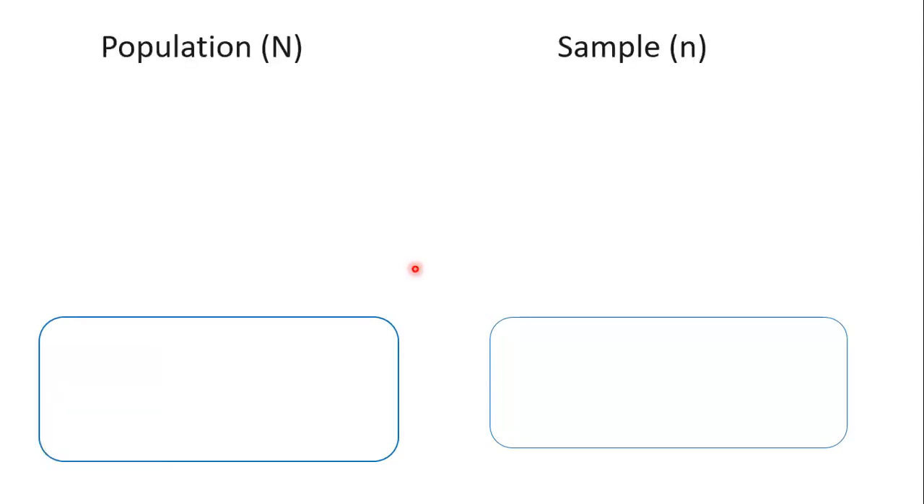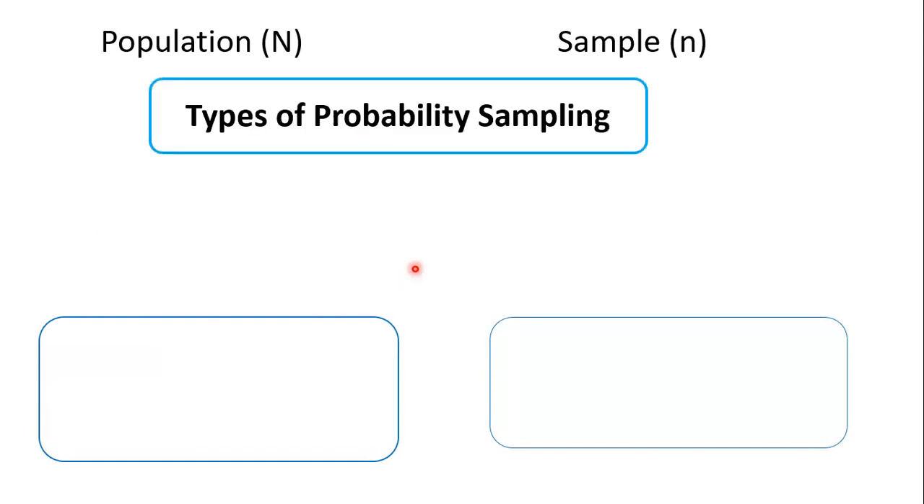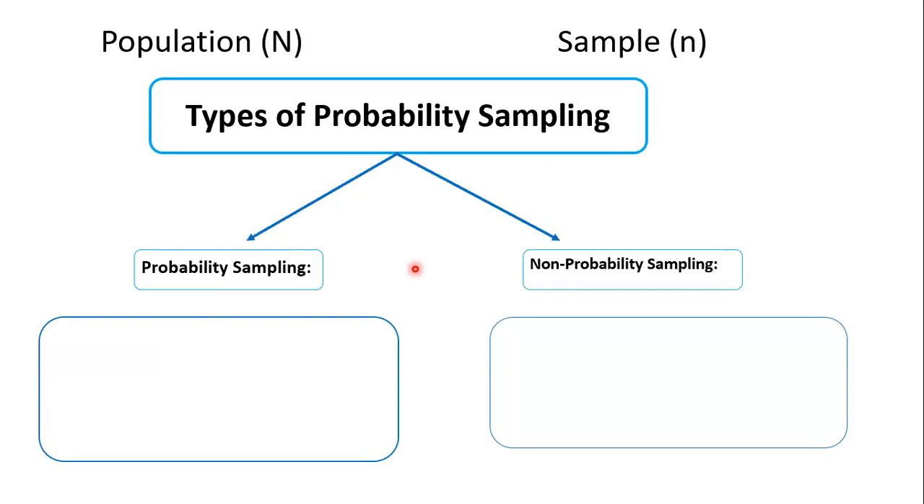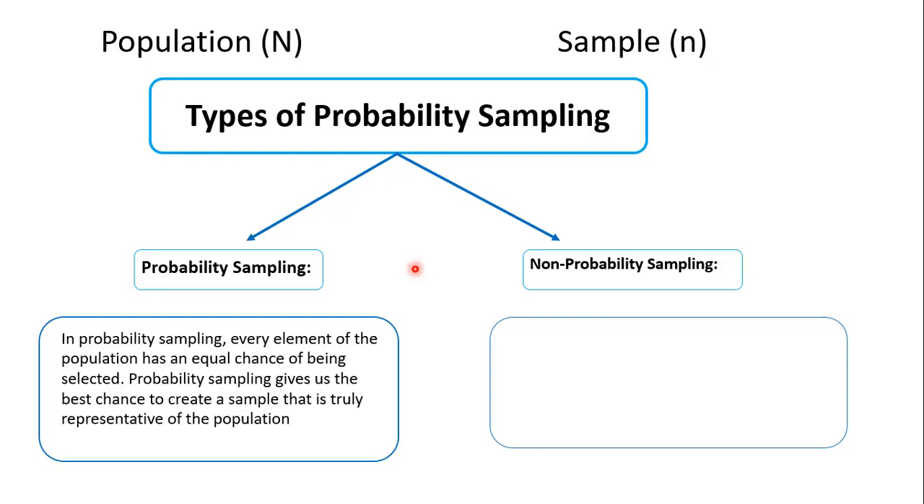So moving on, in today's session we will be learning about the different types of sampling techniques which we will be using. As we know, population and samples, we have types of sampling: probability sampling and non-probability sampling. So in probability sampling, what is it? Every element of the population and sample has an equal chance of getting selected. But in the case of non-probability sampling, there is no equal chance of getting selected.